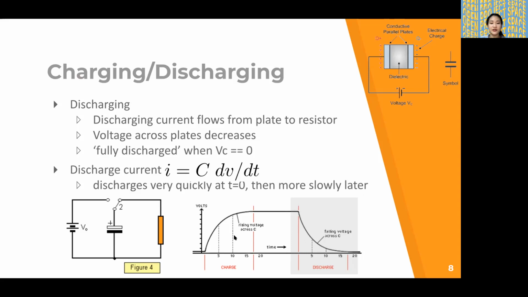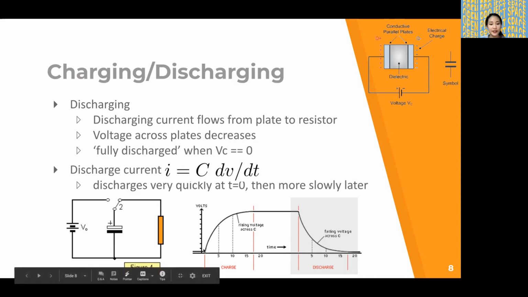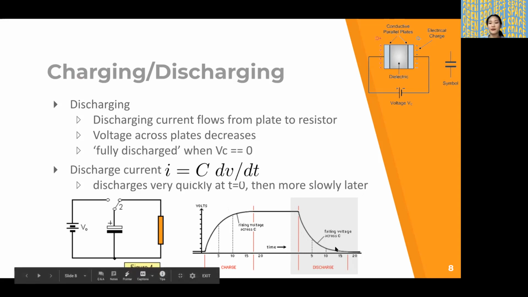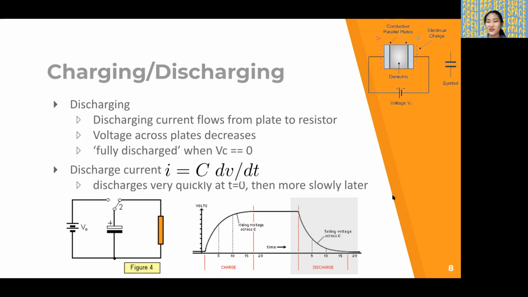When it charges, if you see on the graph here, it starts by charging really quickly and then slows down. And same for discharging. It starts by discharging really quickly, and then the rate of discharging slows down. And that is because of this equation. If you're into diffie-qs, you can solve some cool diffie-qs with capacitors.